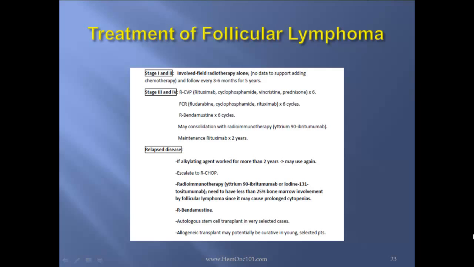Relapsed disease, if an alkylating agent worked for more than 2 years, then may use again. You may escalate to R-CHOP or radioimmunotherapy, yttrium-90 ibritumomab, or iodine-131 tositumomab. Remember, need to have less than 25% bone marrow involvement by follicular lymphoma, since it may cause prolonged cytopenias. May consider bendamustine, autologous stem cell transplant in very selected cases, and allo transplant may potentially be curative in young selected patients.